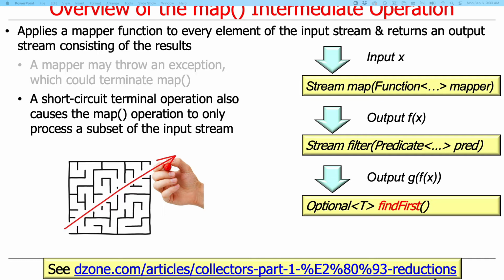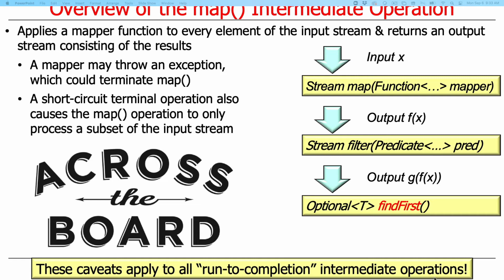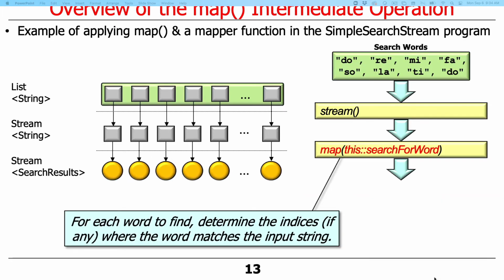But barring that, if you have a non-short circuiting terminal operation like collect or reduce or whatnot, then they'll always run to completion, and it'll be a one-to-one mapping for each of those things. And this whole caveat about terminal operations having an influence over whether all the elements are processed applies for all the run to completion intermediate operations. So I'm using map as an example and find first as an example, but it's true for any of those things. So let's take a look at how map is applied in the context of our SimpleSearchStream program.